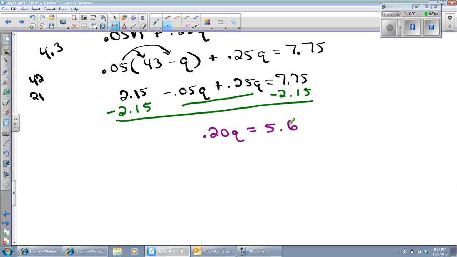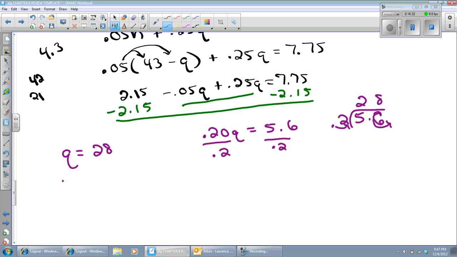All right, and so I'm going to divide by 0.2, divide by 0.2, so 5.6 divided by 0.2, do my little caret thing, and I'm thinking that that's going to be 28. So that must mean there are 28 quarters. Okay, there's 43 total, so 43 minus 28 looks like it's going to be 15. So there must be 15 nickels.